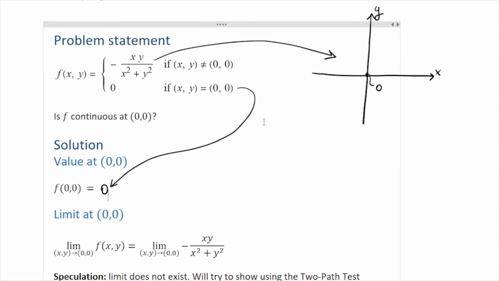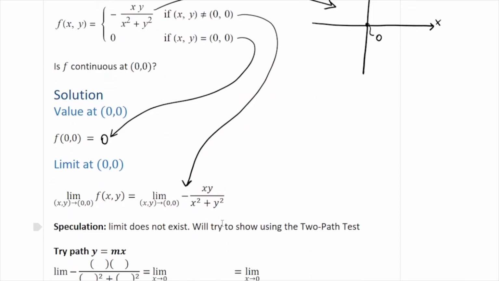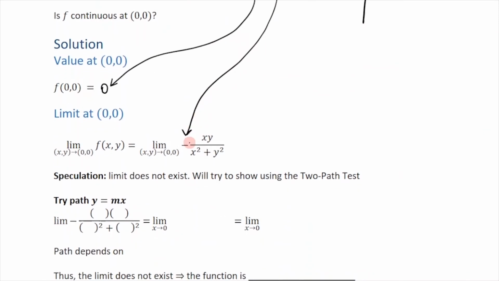Well, limit means the behavior around the point of interest, right? Not at the point of interest. So to determine behavior around, we need to look at this portion. So we're going to use this one and plug it in here. And then let's see. Well, I don't really see how to simplify this expression, so let's just speculate that the limit doesn't exist and try to prove it using the two-path test.